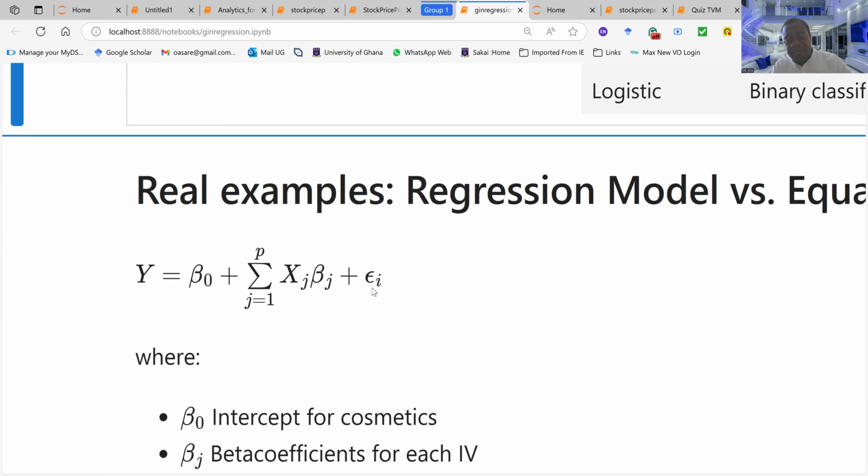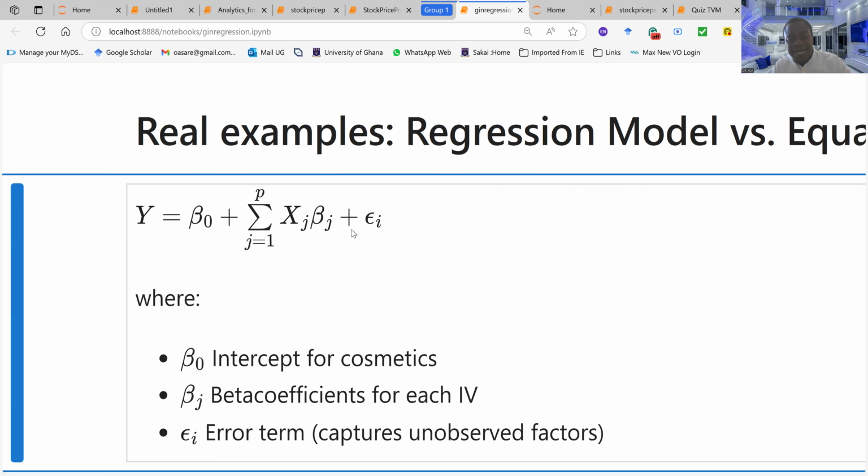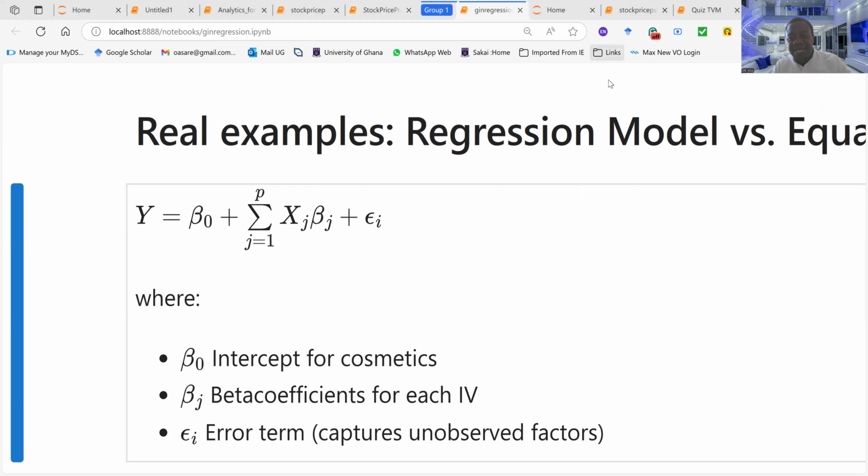What about the error term here? First, the beta coefficient here talks about the marginal effect of each independent variable on the dependent variable. So here, the y is the dependent variable. That is the target variable. That is what we are trying to predict.